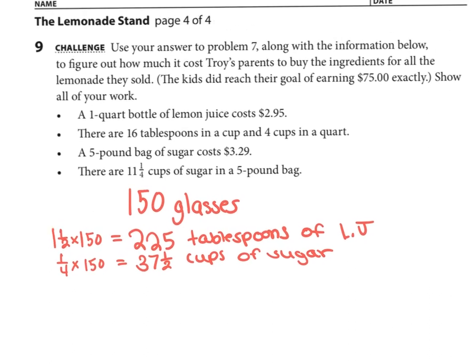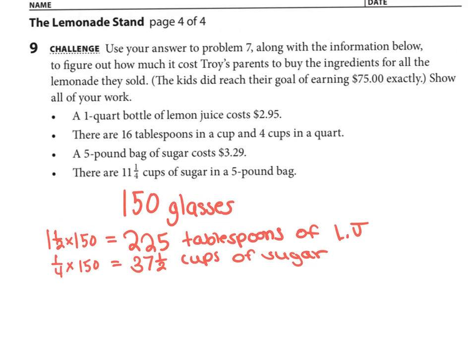But now it's asking me for the cost. So how am I going to get a total of 225 tablespoons of lemon juice? Well, I know that 16 tablespoons are in a cup and 4 cups are in a quart. Therefore, they're going to need 4 quarts of lemon juice, or 4 bottles of lemon juice. 1 quart bottle of lemon juice costs $2.95. So that's going to be 4 times $2.95 equals $11.80.